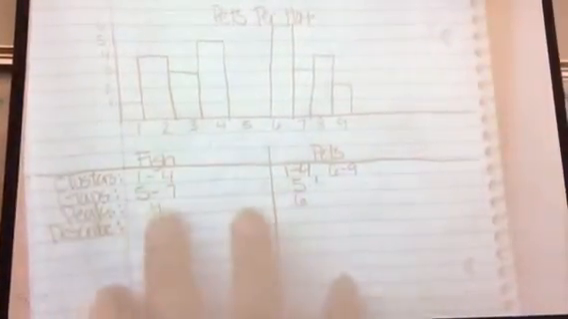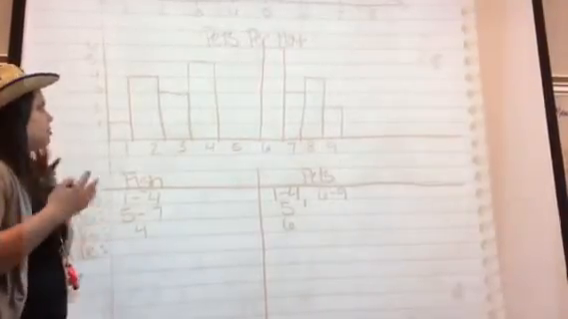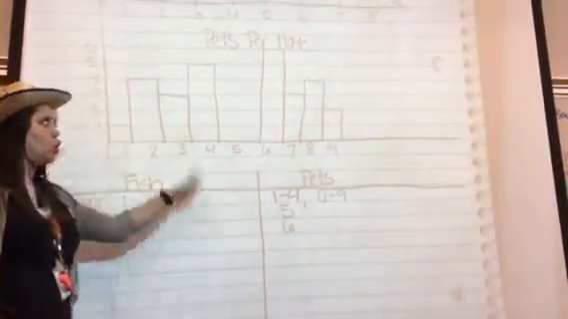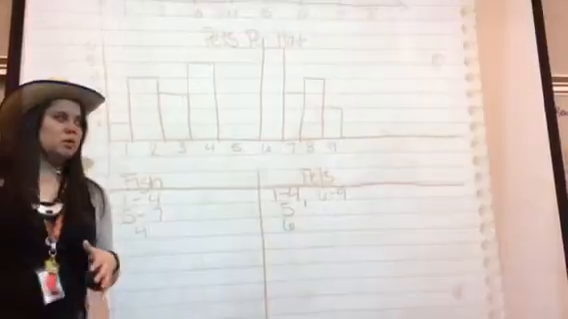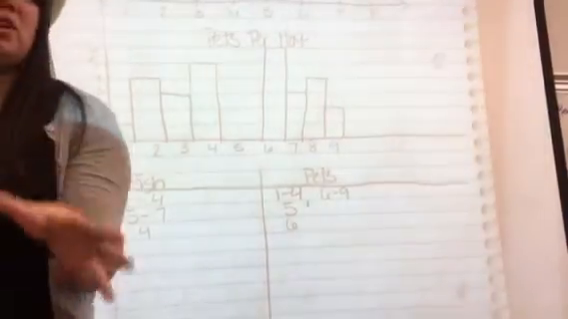Okay, and what I want everyone to do right now is to look at the pets per home. I want you guys to go ahead and take 30 seconds to come up with 5 things that you notice about pets per home. Go. I think that'll be good, Addison.